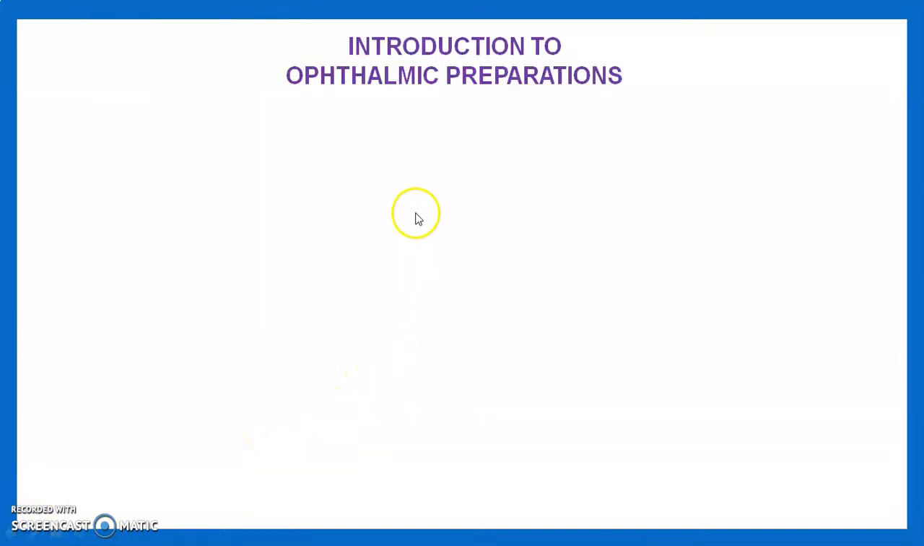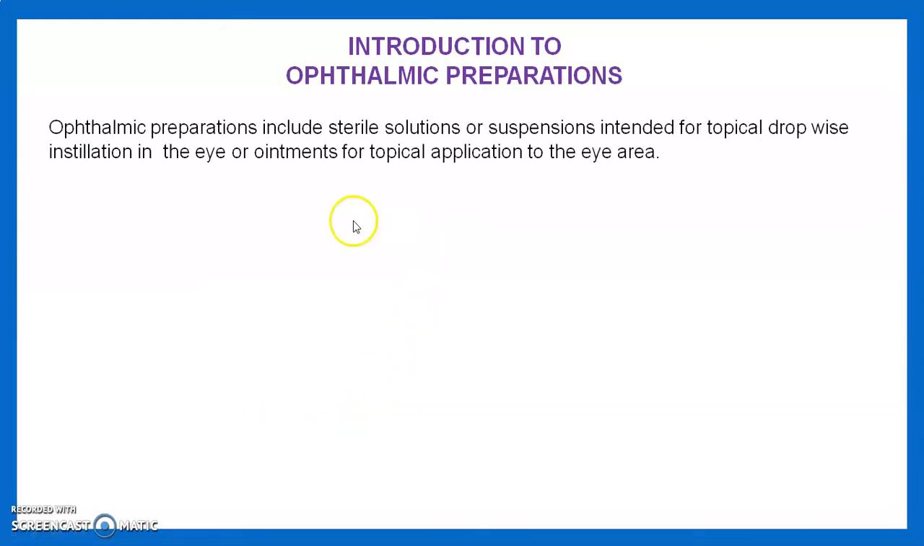Then we see the theory regarding the ophthalmic preparations. What are the ophthalmic preparations? Ophthalmic preparations include the sterile solution or suspension intended for the topical drop-wise instillation in the eye, or an ointment for the topical application into the eye area.